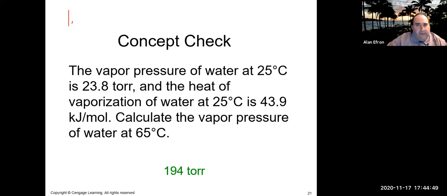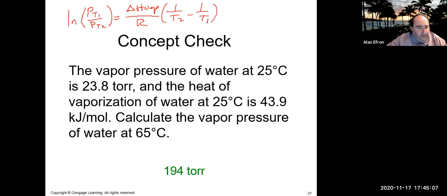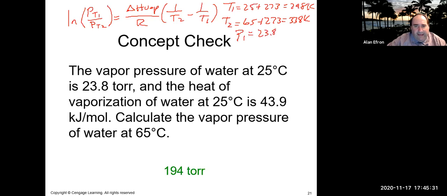So we would want to use the equation that we just saw, which is the natural log of P at T1 over P at T2 is equal to our delta H of vaporization over R times 1 over T2 minus 1 over T1. So here we do want to convert our temperatures into Kelvin. T1 would be 25 plus 273, which gives us 298 Kelvin. T2 would be 65 plus 273, which gives us 338 Kelvin. P1 in this case is 23.8 torr.